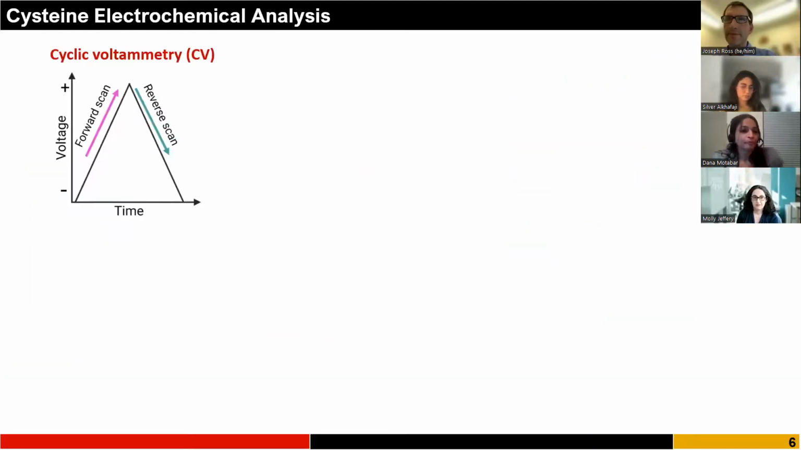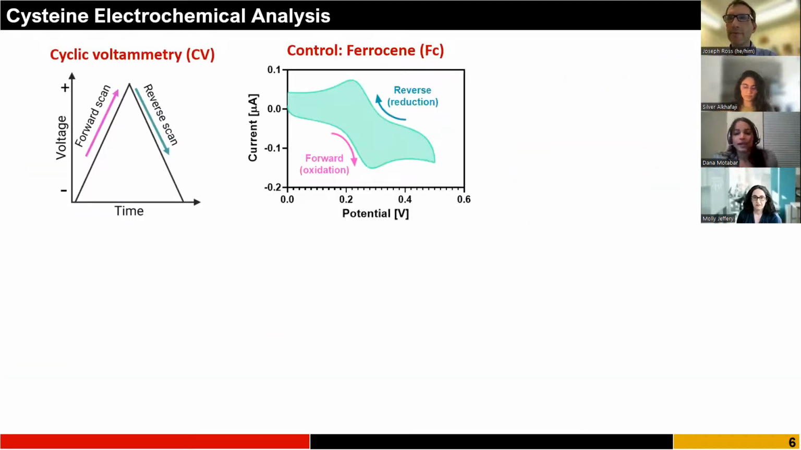And so we wanted to apply our method to this, and we wanted to first confirm that our methodology can detect cysteine, the amino acid, as it's the primary residue affected in reduction events. The electrochemical method that we're using here is called cyclic voltammetry, or CV. With this technique, a voltage range is scanned with respect to time, and the current response is then measured. As mentioned, we're using redox mediators, and the one we're using here is called ferrocene, or FC.